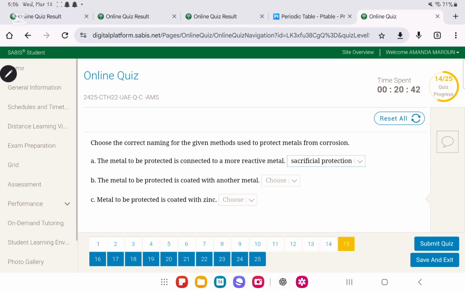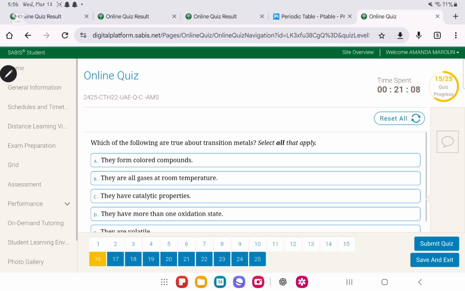Whenever you see that the metal to be protected is coated, how do we do coating? We use something called electroplating. The metal to be protected is coated with zinc. Whenever you see zinc, our key word is zinc, so we are going to put galvanizing. So, more reactive metal, sacrificial protection, coated electroplating, zinc is galvanizing.